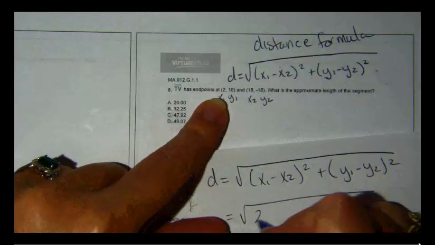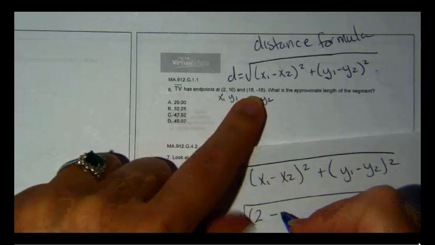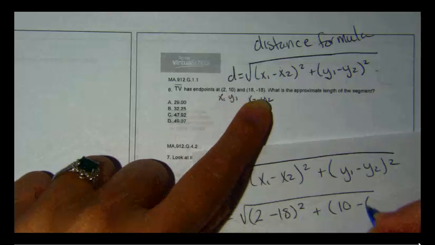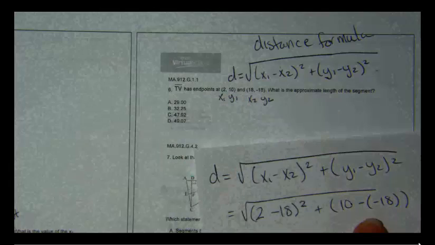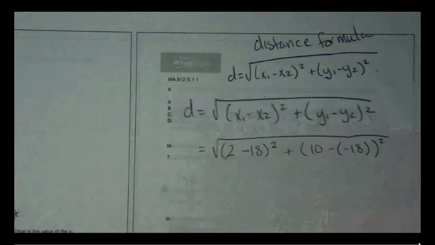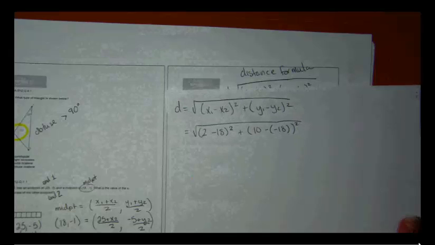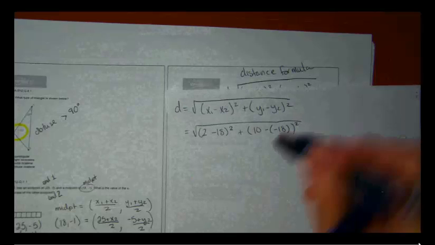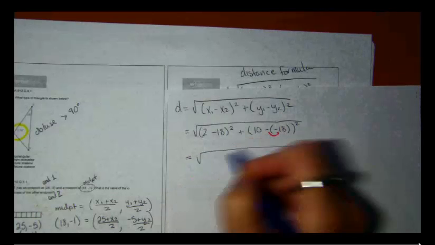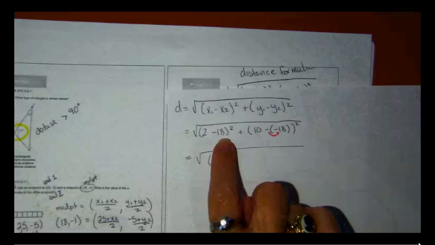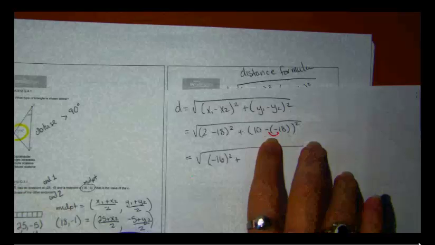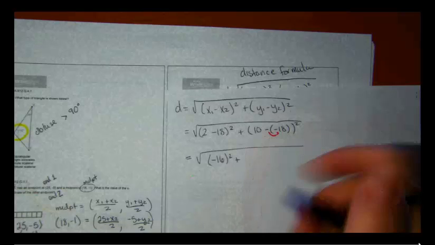x1 is 2, x2 is 18, y1 is 10, y2 is negative 18, and so I have to do that minus the negative. Don't forget that. Whenever we minus negative, that's a happy person, it becomes a positive. So 2 minus 18 is negative 16. 10 plus 18 is 28.